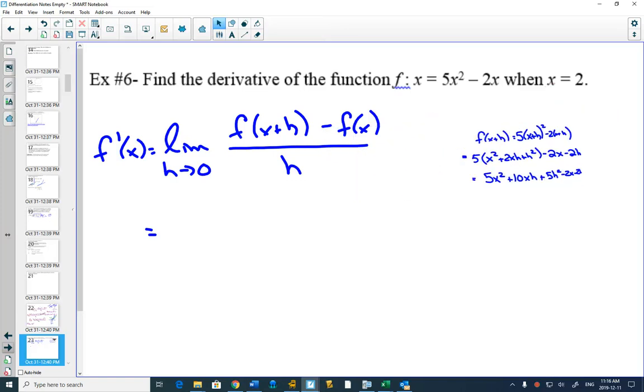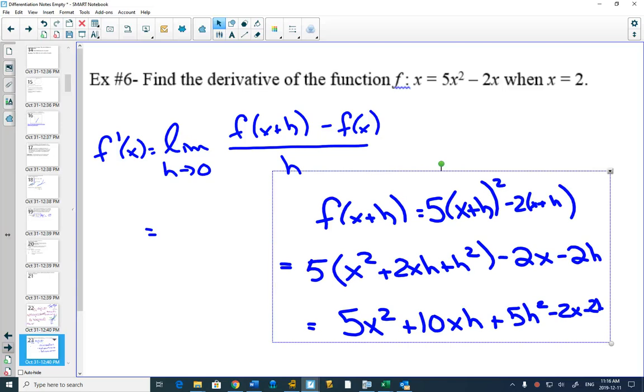Too small? Not done yet? Nice and big. It's 5h squared because that 5 would distribute and hit the h squared. Minus 2x minus 2h. Can I make it small?